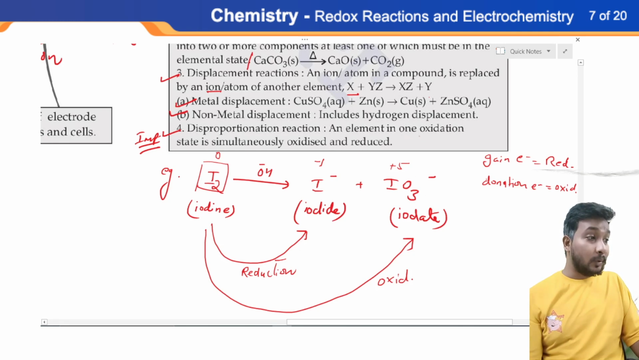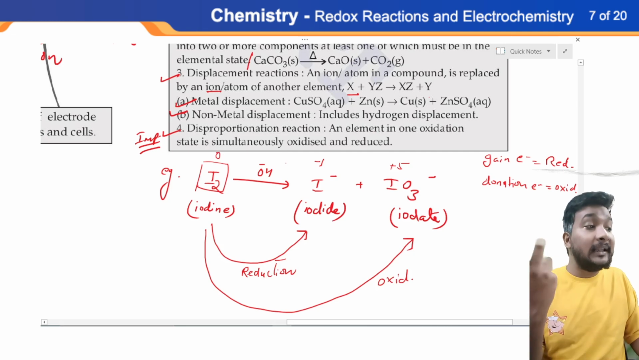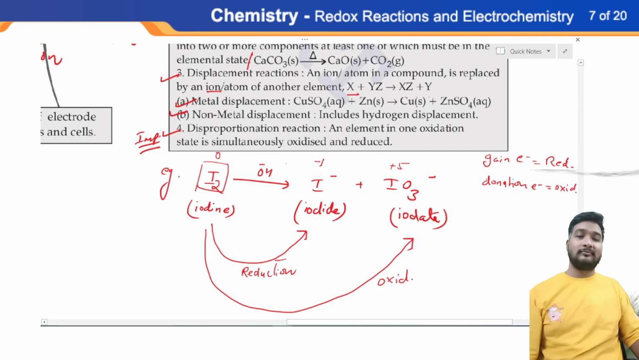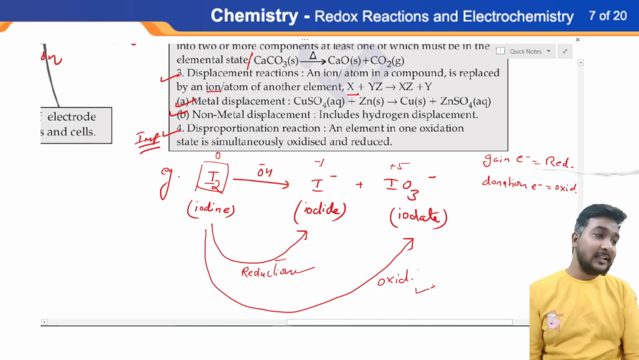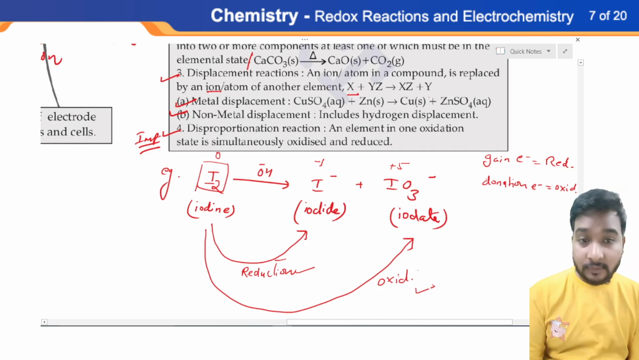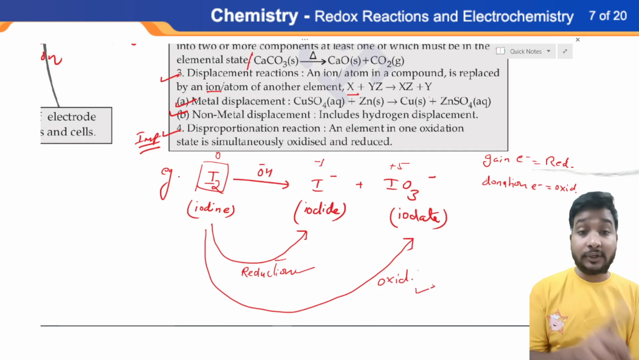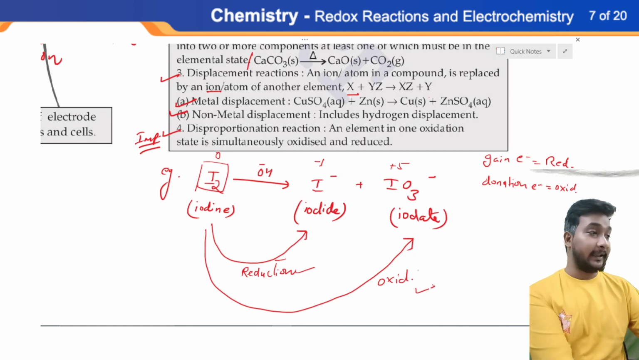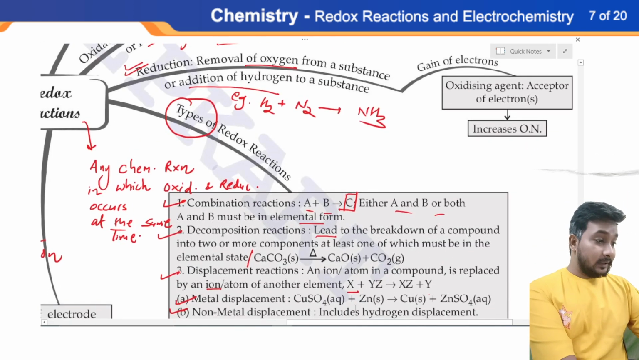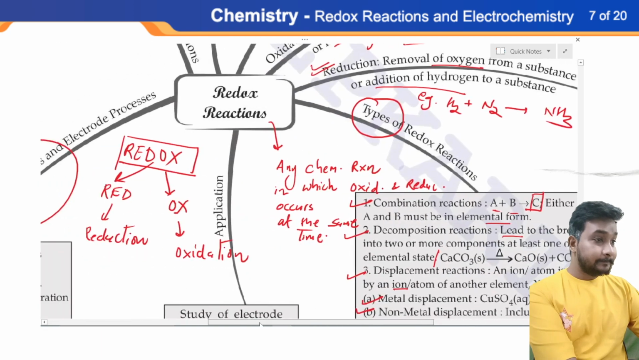An element in one oxidation state is simultaneously oxidized and reduced. Similarly, iodine in zero oxidation state is simultaneously reduced as well as oxidized. These types are very important, and this disproportionation reaction is very important. You have to practice more with the help of previous year questions.